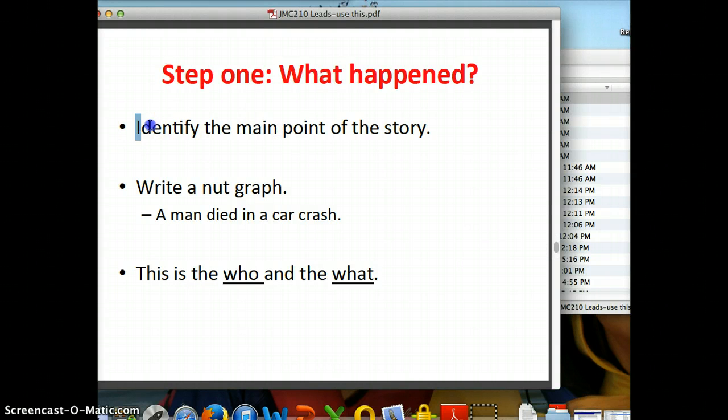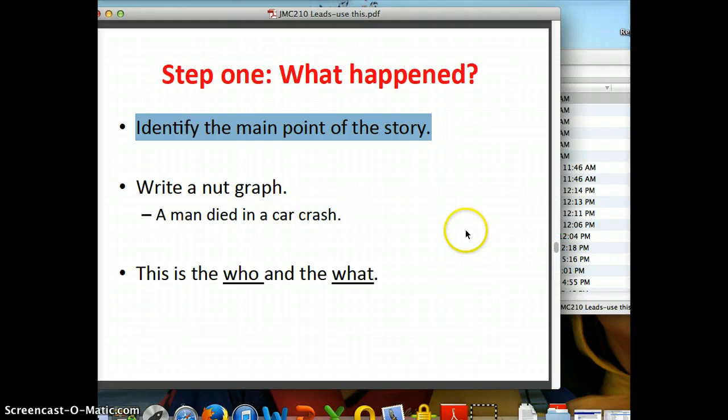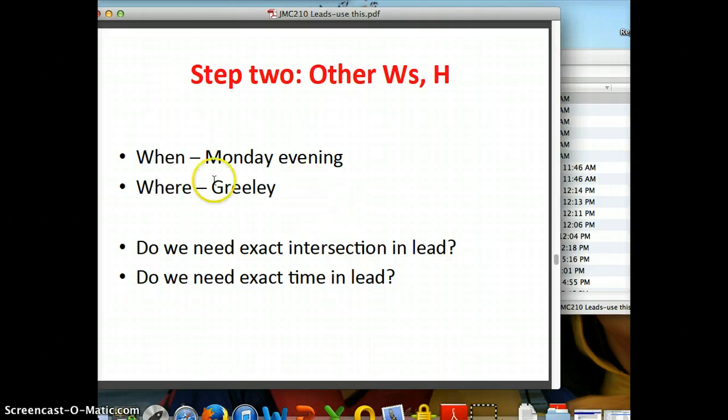Start with what happened. What's the main point of the story? Somebody died in a car crash. That's the who and the what. Remember, you're not going to use his name because he's not famous. When? Monday evening. Where? Greeley.